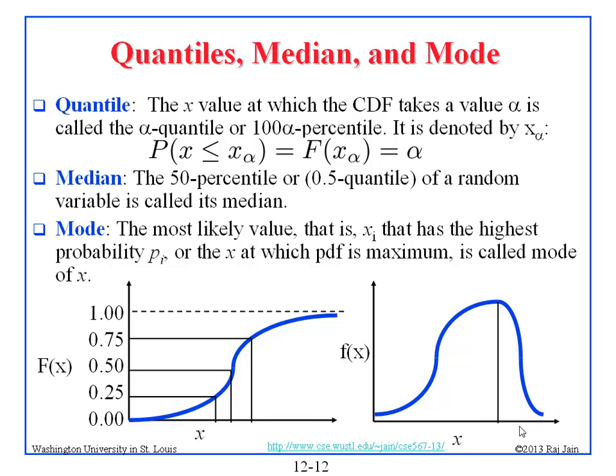So alpha is generally 0.9 or 0.95. So we talk about 90 percentile and 95 percentile. That is basically the value at which the cumulative distribution becomes alpha. So this is our cumulative distribution, and if we draw a line at 0.75 and we read the value of x, at that value 75% of the values are less than that value, right? So that is the 0.75 quantile of x.